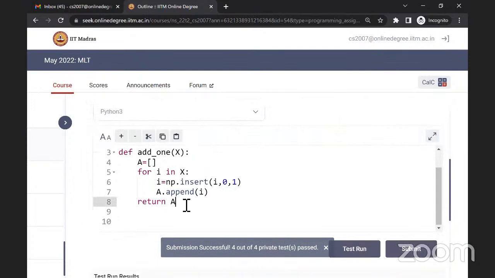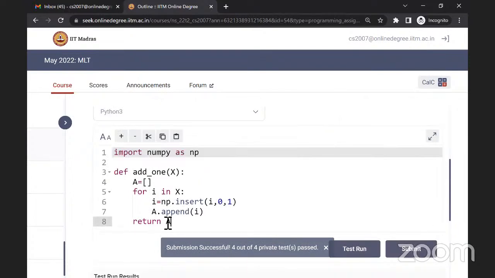Even though it is passing all the test cases, can you tell me the type of A? What will be the data type of A? Or can anybody tell me the data type of A? List of lists. List of NumPy arrays. List of NumPy arrays, right. So this is not desirable in this situation. This code works, but this is absolutely not desirable. Writing NumPy operations in the form of for loops, absolutely not.